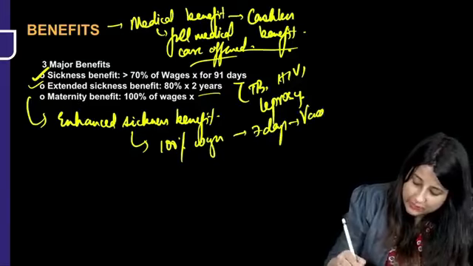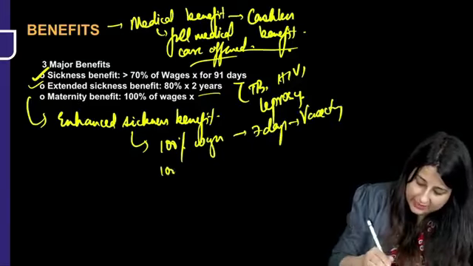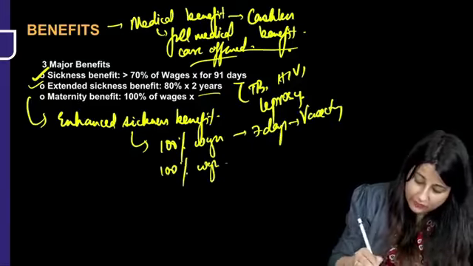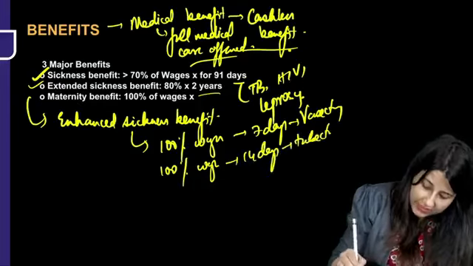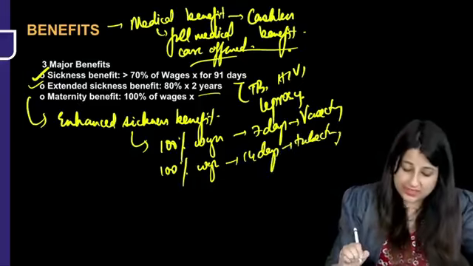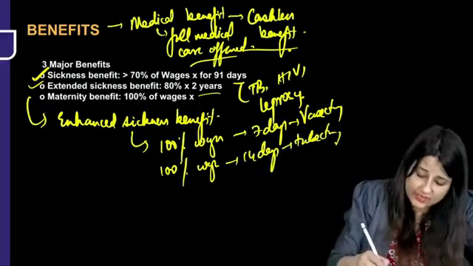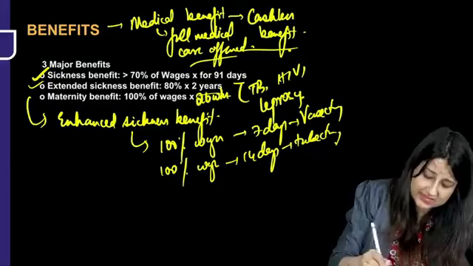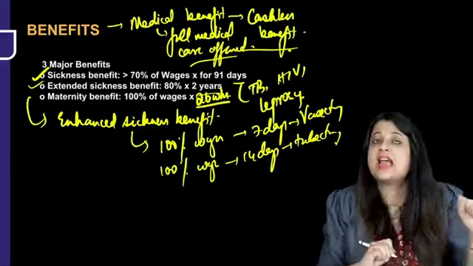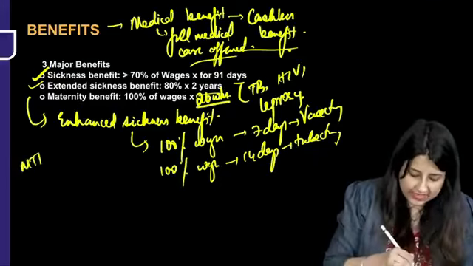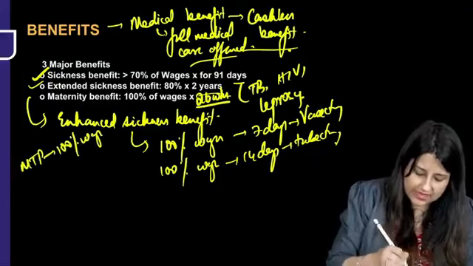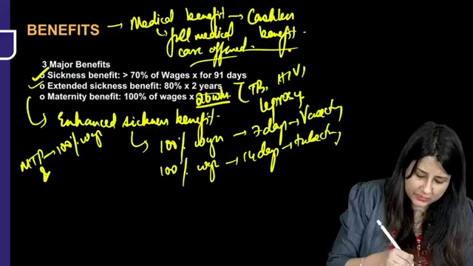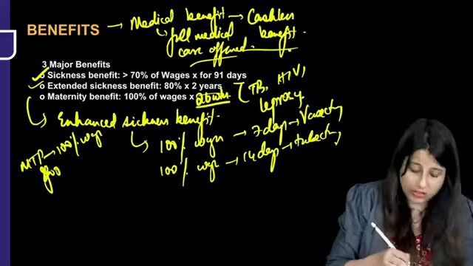In case of vasectomy, and 100% wages for 14 days in case of tubectomy. Maternity benefit is 100% wages for 26 weeks now. And if a woman undergoes an MTP, then she gets 100% wages for 6 weeks.